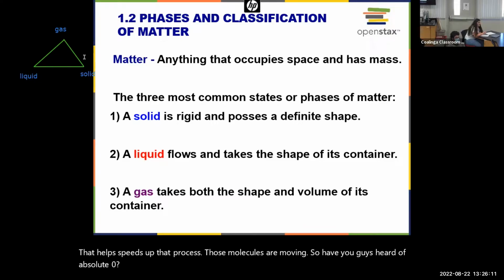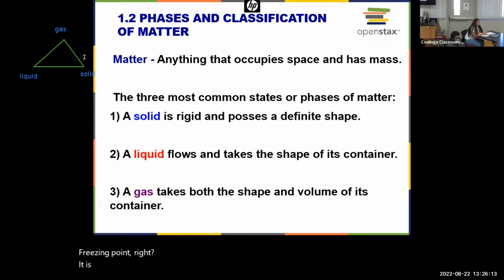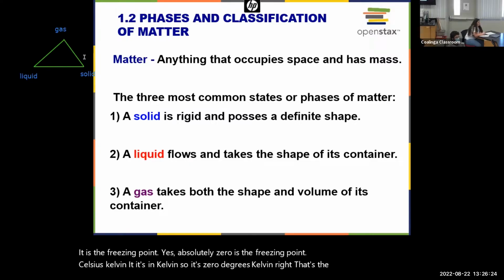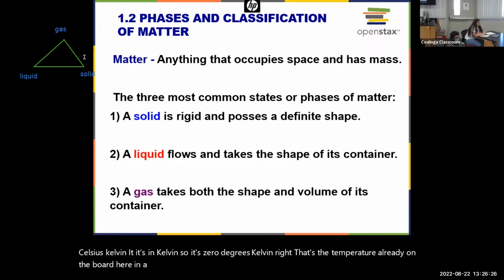Freezing point, right? It is a freezing point, yes. Absolute zero is a freezing point of what? Not Celsius. Kelvin. It's in Kelvin. So it's 0 degrees Kelvin, right? That's the temperature. I'll write it on the board over there in a second. So 0 degrees Kelvin is absolute zero.